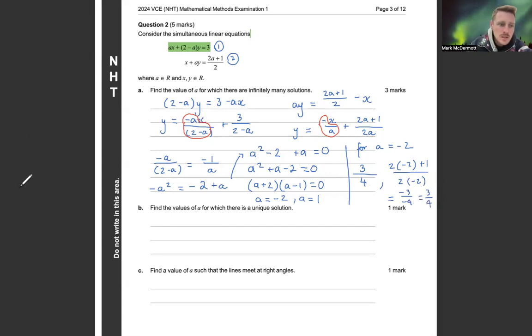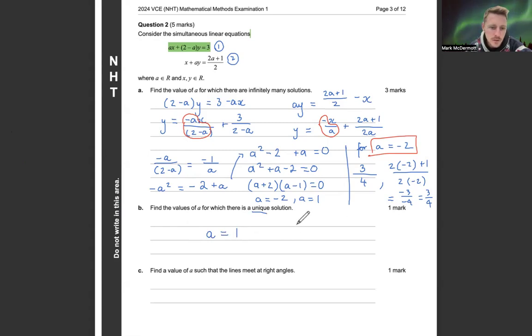So our answer is a equals -2 and not +1. But we did know that for a equaling +1, we got the same gradient. So that must mean for a unique solution, a does equal +1, and it's 1 mark. So I reckon that's right.